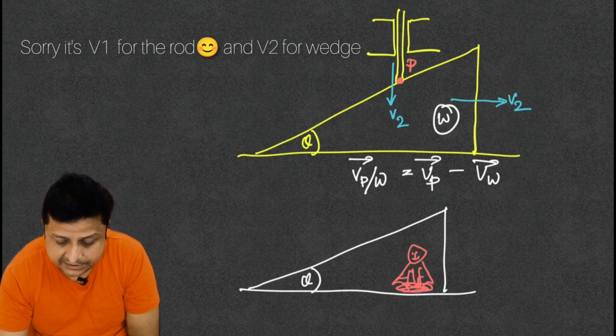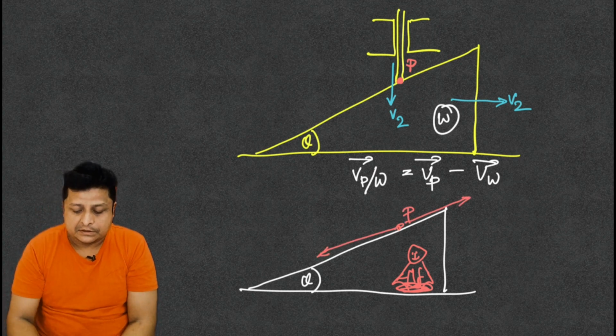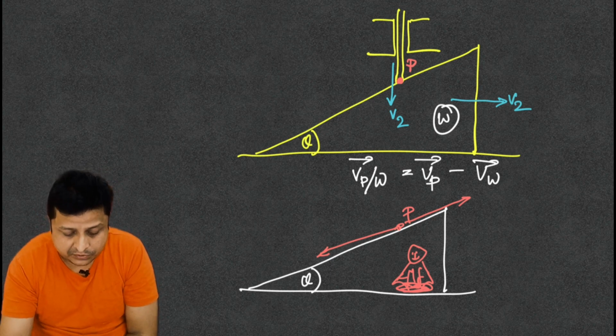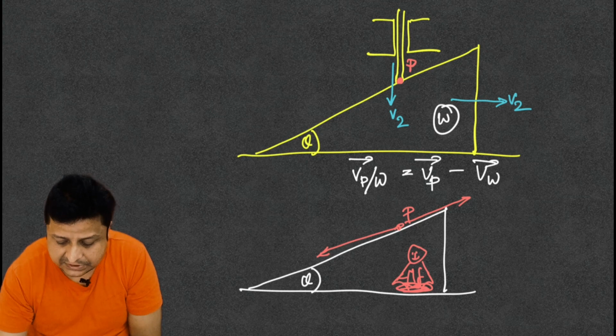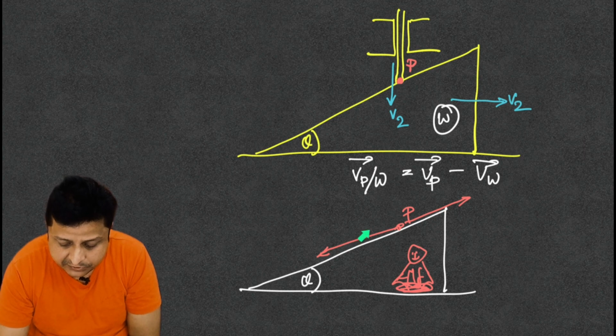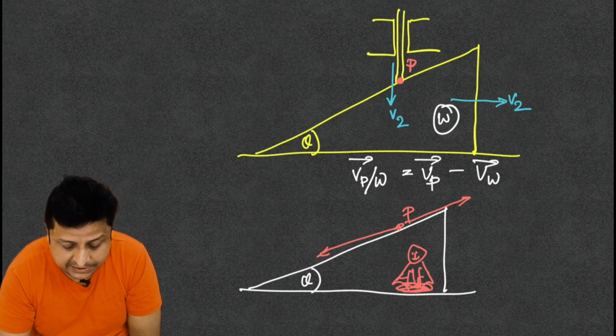सो वेज में बैठ के क्या देखोगे आप? पॉइंट P ये इधर नीचे जा रहा है स्लाइड होके या फिर ऊपर जा रहा है स्लाइड होके. सो दैट मीन्स रिलेटिव वेलोसिटी, Vp with respect to W is either this way or that way. That means it is parallel to this inclined surface, that relative velocity.